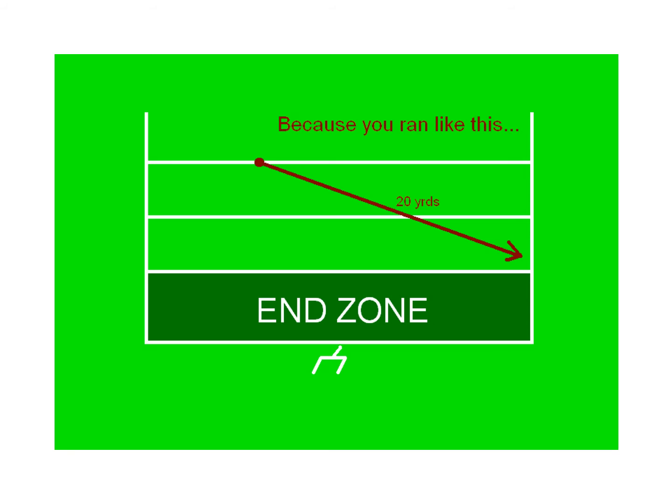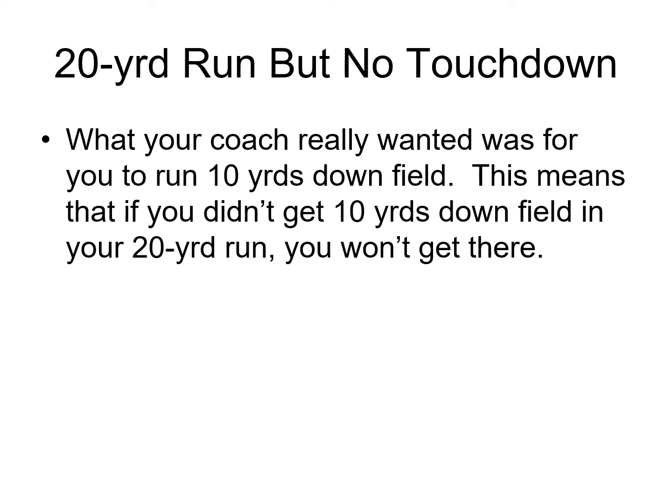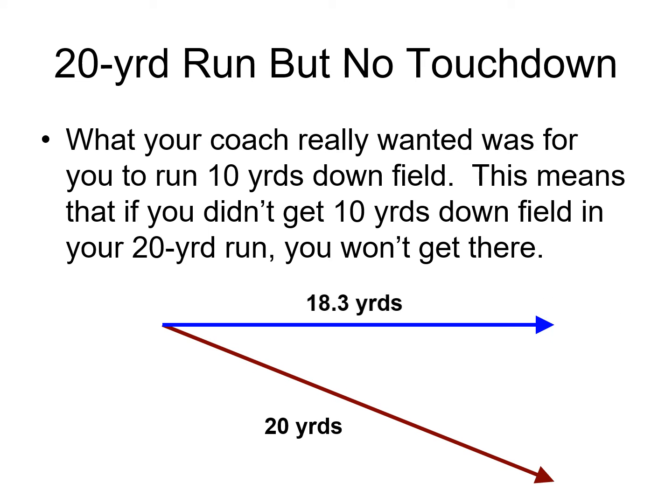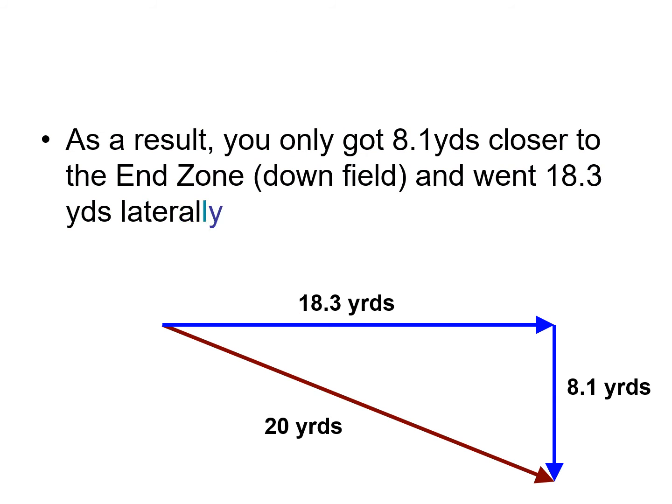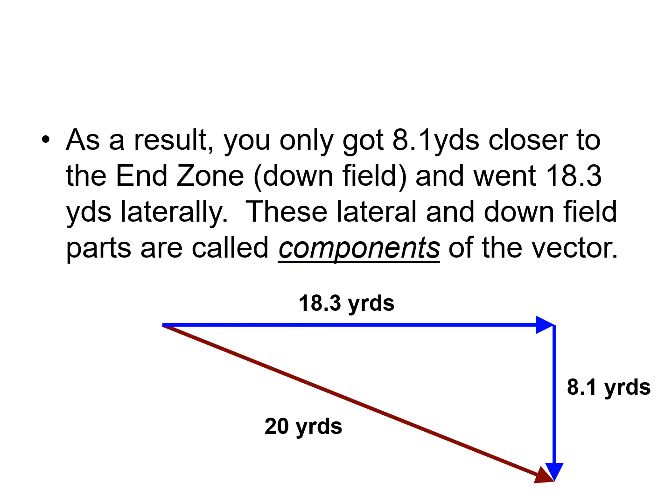Why was that? Well, we ran 20 yards this way. So what your coach really meant was that he wanted you to run 10 yards downfield. This means if you didn't run 10 yards downfield in the 20 yards that you ran, you won't get there. So if we break this vector, 20 yards, then we have a downfield part and a lateral part. As a result, you only get 8.1 yards closer to the end zone, which is downfield, and went 18.3 yards laterally. Those lateral and downfield parts of the vector are called components of the vector.